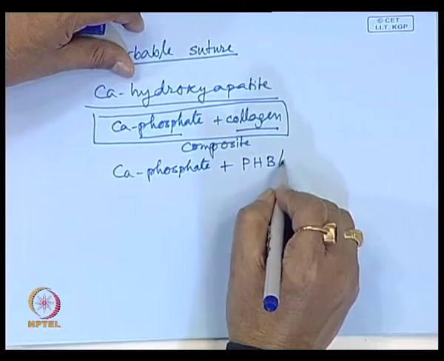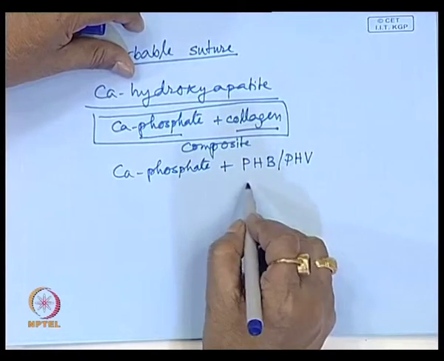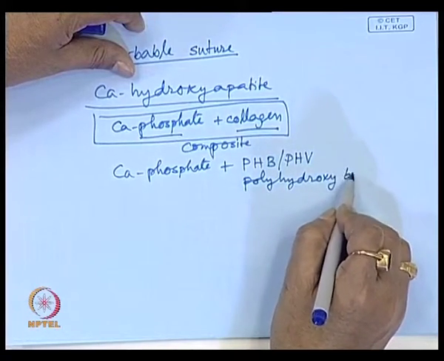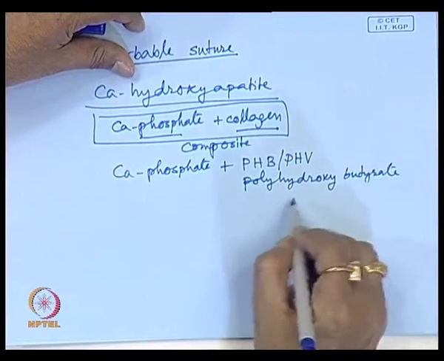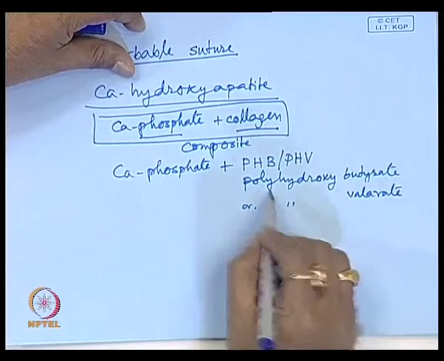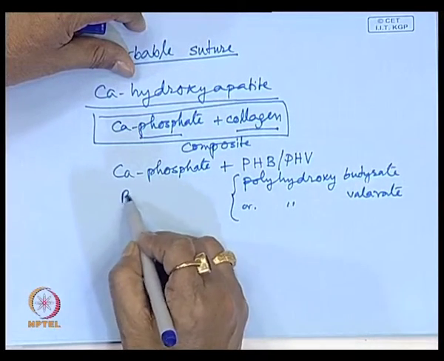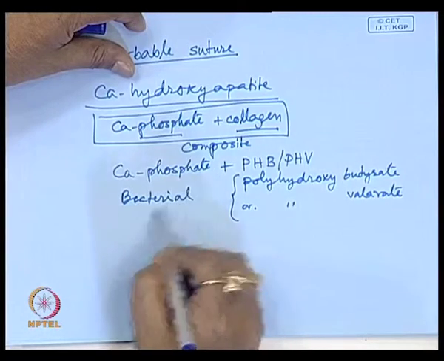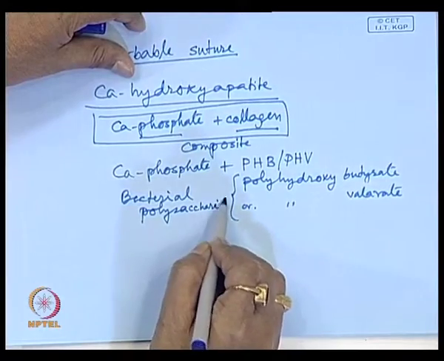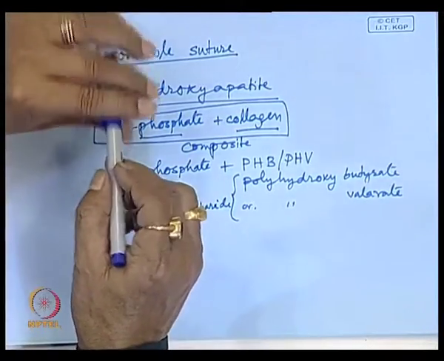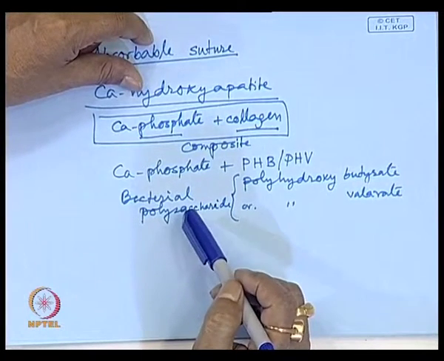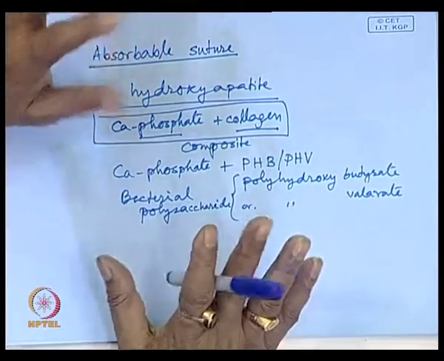Polyhydroxybutyrate or valerate, polyhydroxy or polyhydroxy valerate. These are actually bacterial polysaccharide, produced by bacteria. It is a polymer, polysaccharide polymer. It is a biodegradable polymer, or chitin or chitosan, okay, or chitosan.